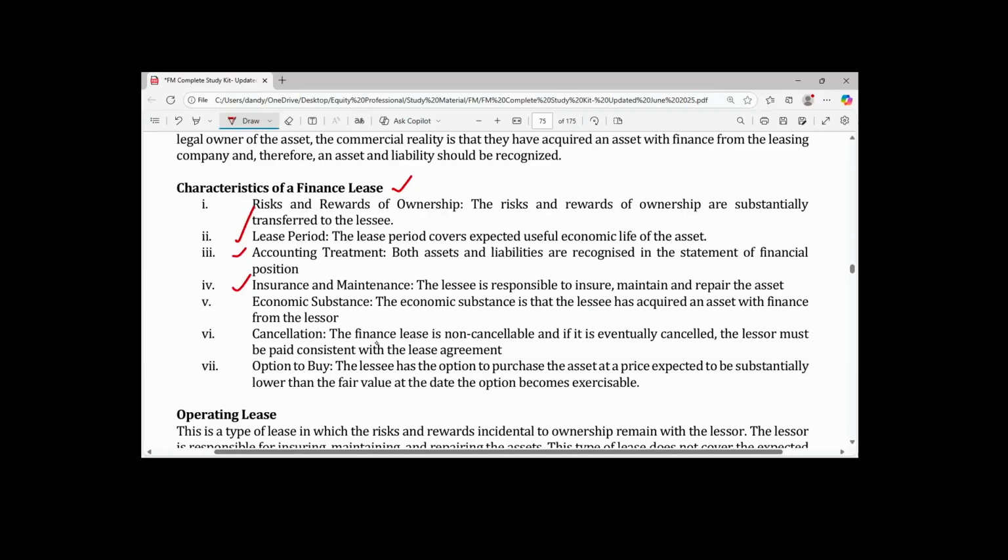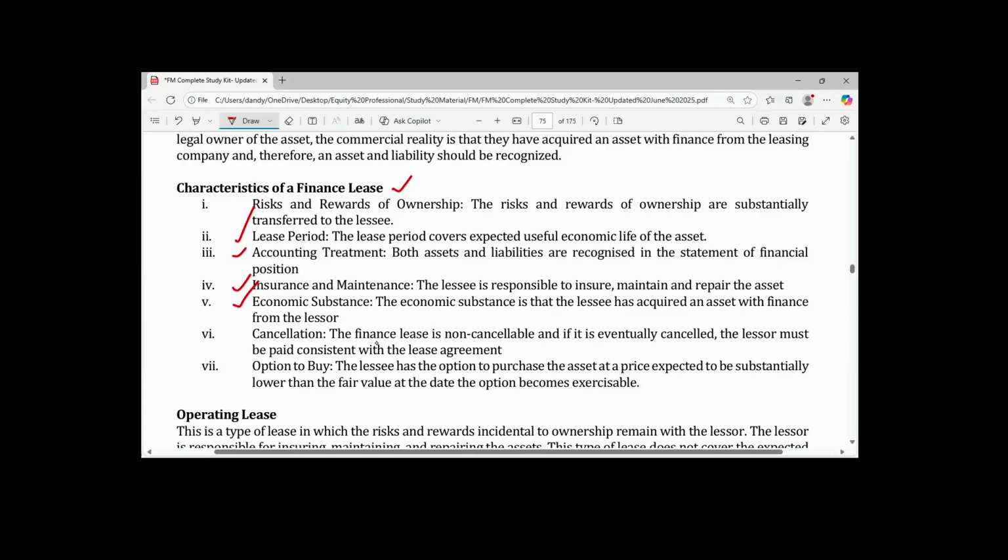All right. So when you talk about economic substance, what we are trying to say is that the lessee has acquired an asset from the lessor. Okay. Then cancellation. Another feature of a finance lease is cancellation, which means that the finance lease cannot be cancelled. If the lessor decides to cancel it, then there must be a kind of compensation to be paid. Now, this compensation will be detailed in the contract agreement to say that neither of the parties will be able to cancel this lease agreement. However, due to one reason or the other, if any of the parties decides to renege or cancel this agreement, then this is the compensation that the party will pay to the other party.